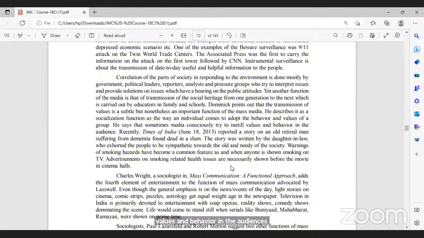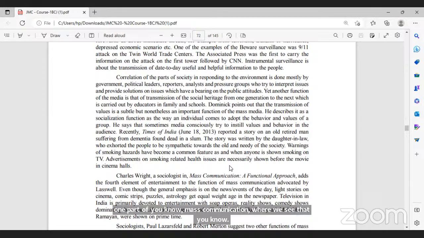For example, Times of India reported a story on an old retired man suffering from dementia who was found dead in a slum. The story was written by his daughter-in-law, who exhorted the people to be sympathetic towards the old and needy of the society. Warnings of smoking hazards have become a common feature, and when anyone is shown smoking in advertisements, smoking-related health issues are necessarily shown before the movie in cinema halls. So this is also one part of mass communication, where we are trying to pass on information from one generation to the other.